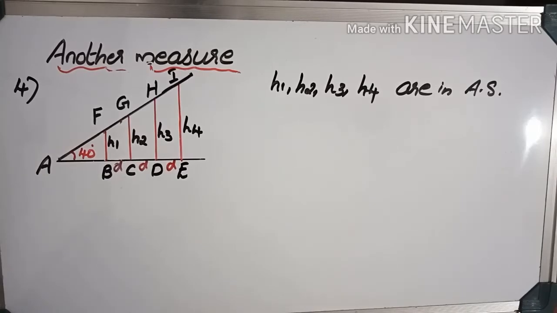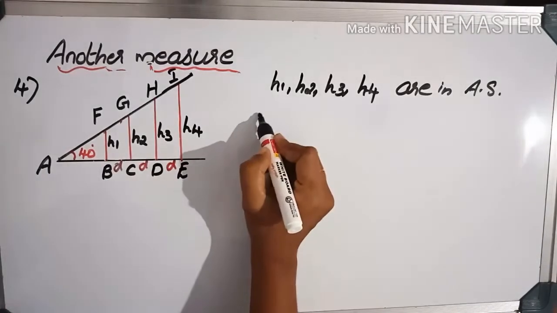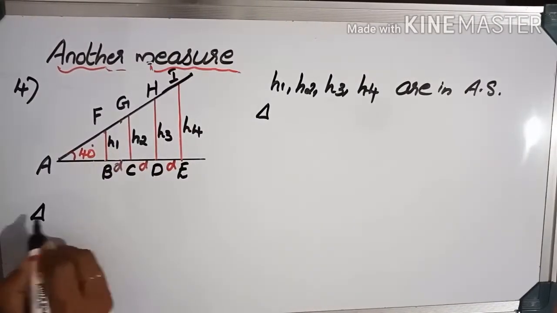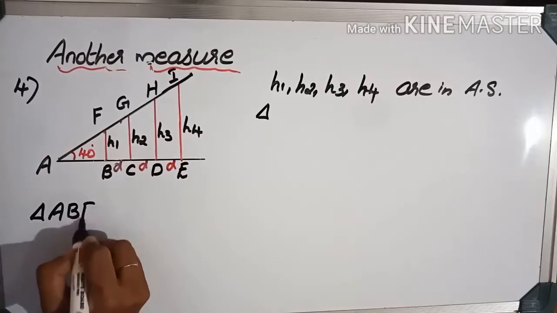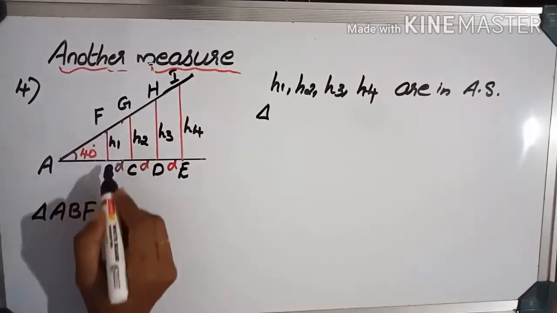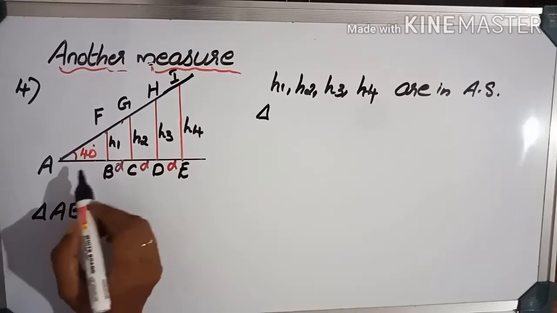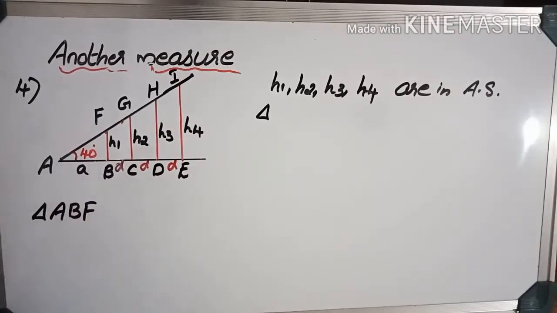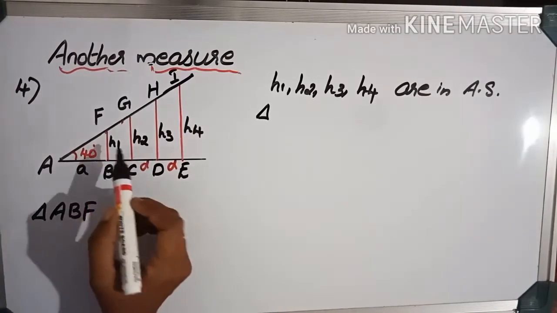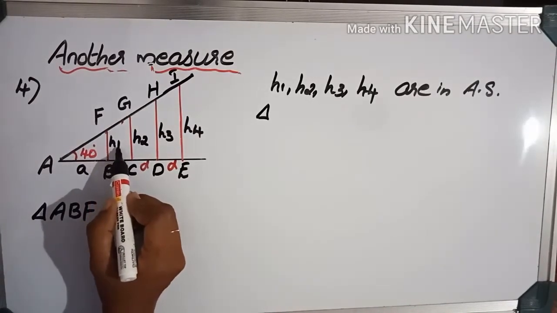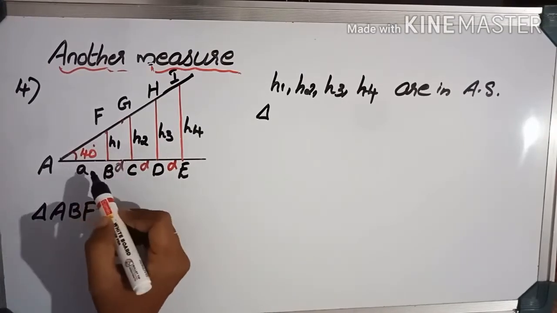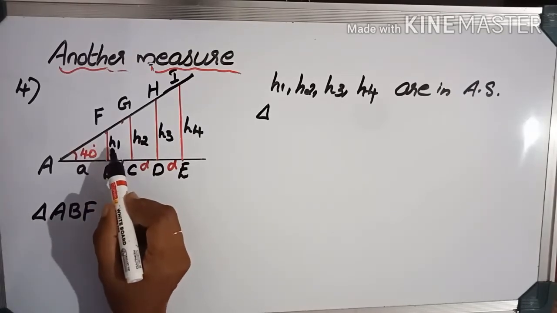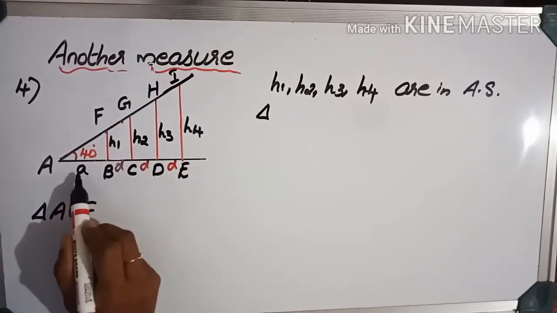So for that, consider the first triangle, triangle ABF. Let's start from here. Now in this triangle ABF, this space let's consider as small letter A, since we don't know anything about it. Now we need h1, the opposite side. The measurement is not given, only alphabets. So the opposite side we want to find, and the adjacent side is given.